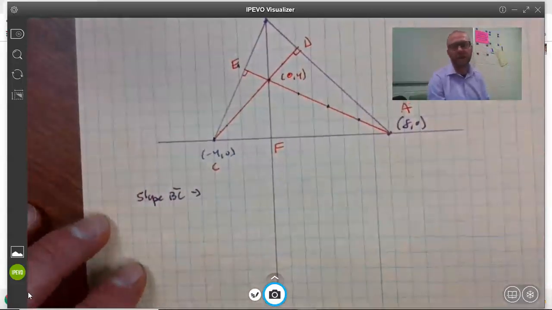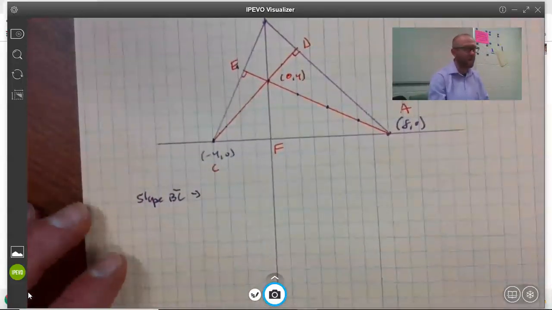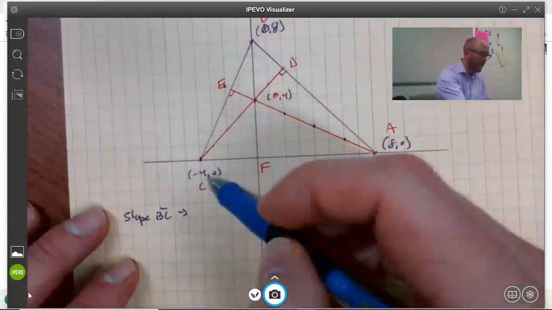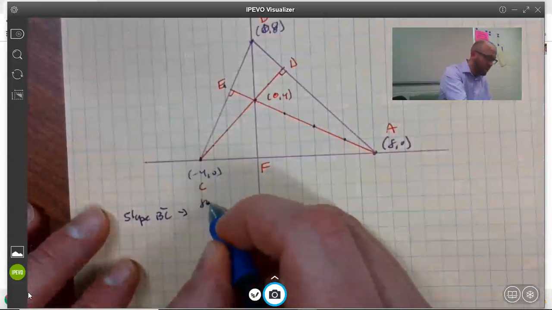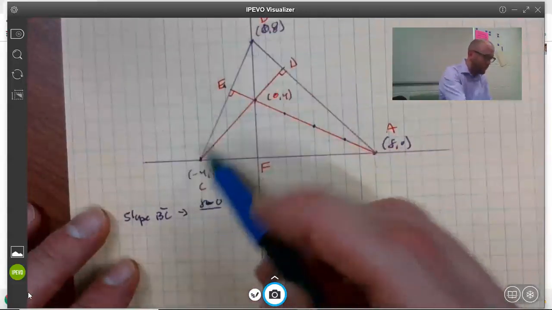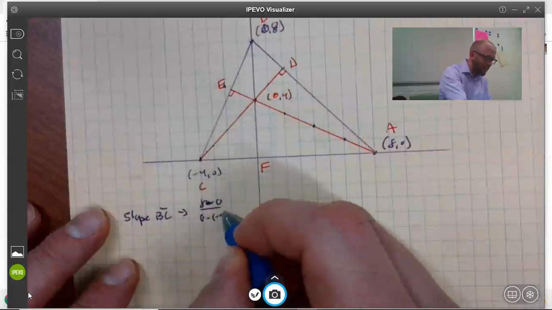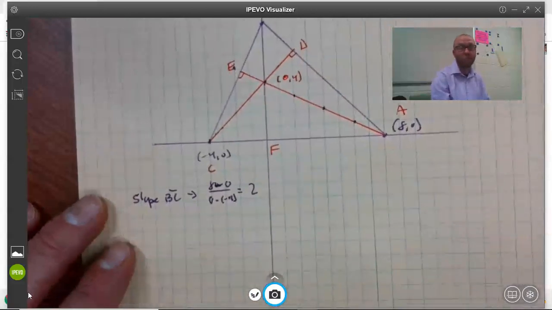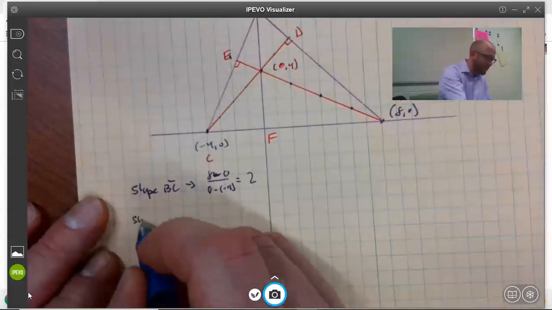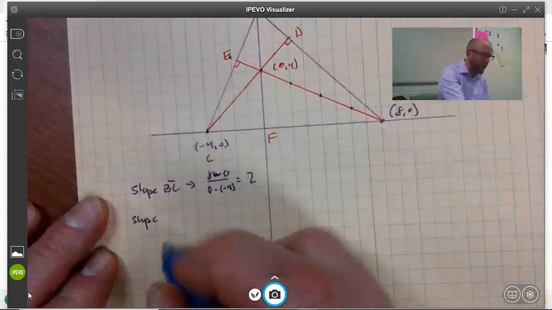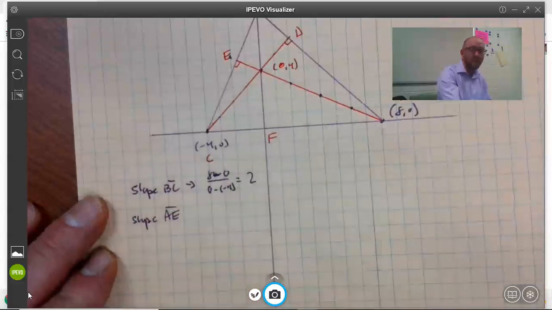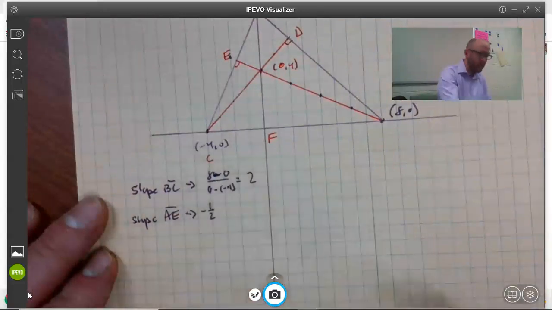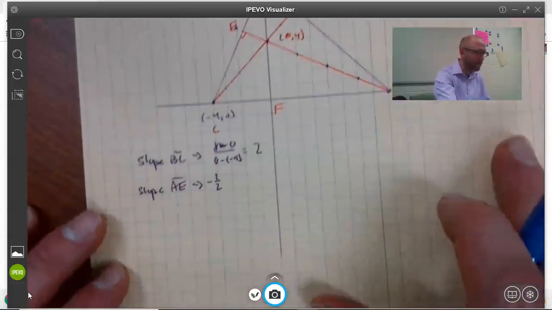And we could actually do the calculation, but I'm going to cut us a little bit of slack here. Well, let's go ahead and do it. 8 minus 0 over 0 minus negative 4, which is 2, works out to 1/2. All right, that means that the slope of AE is going to be the negative reciprocal of that, which will be negative 1/2. Negative reciprocal.